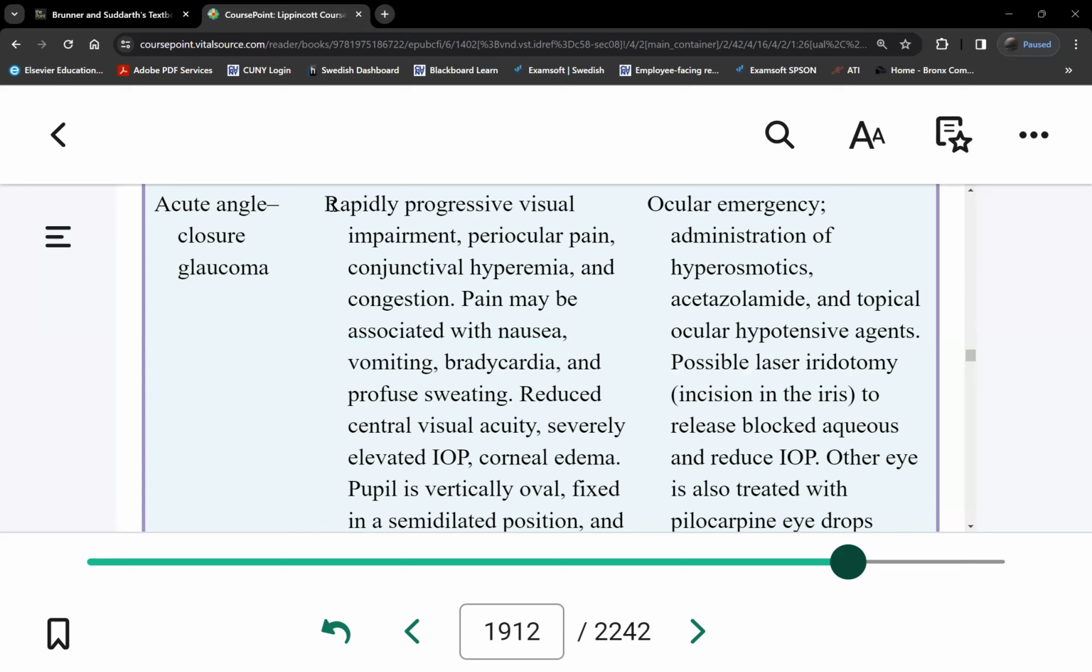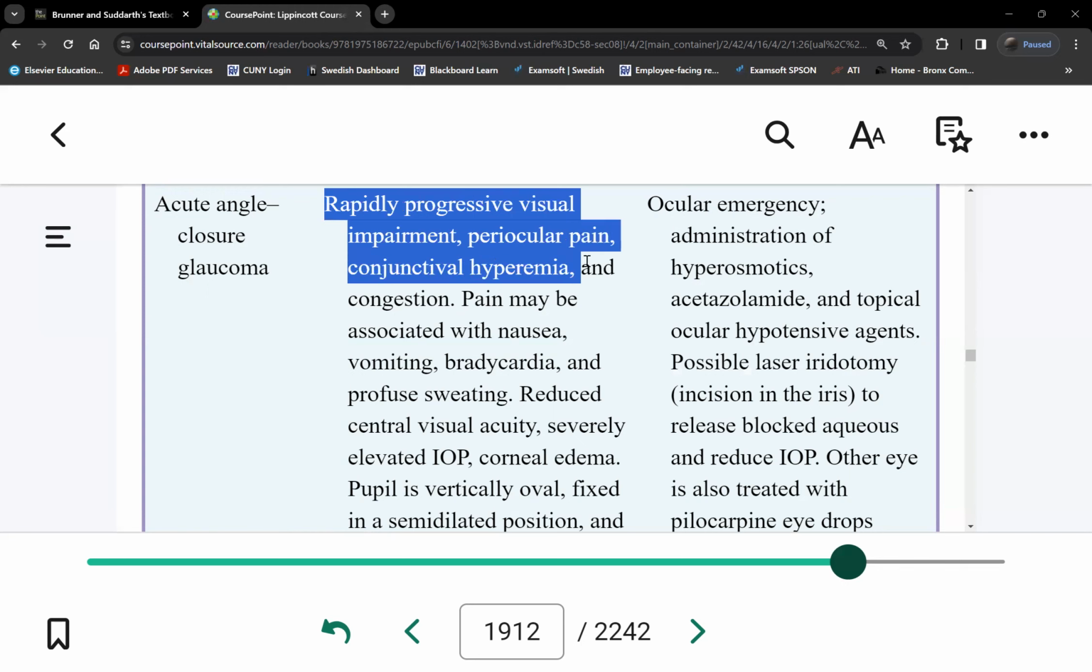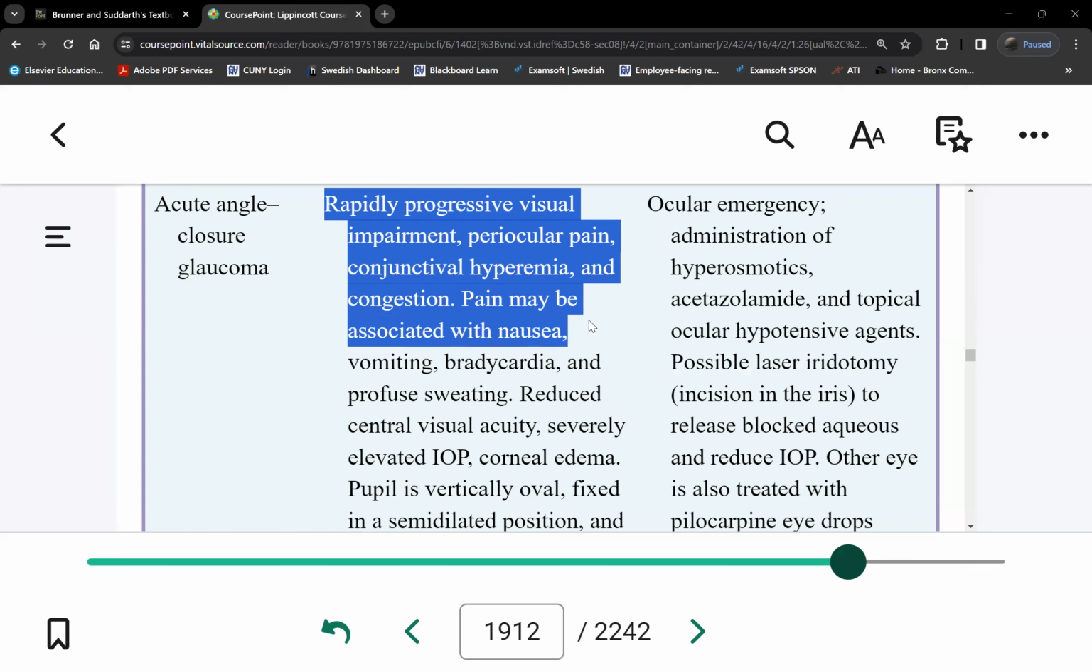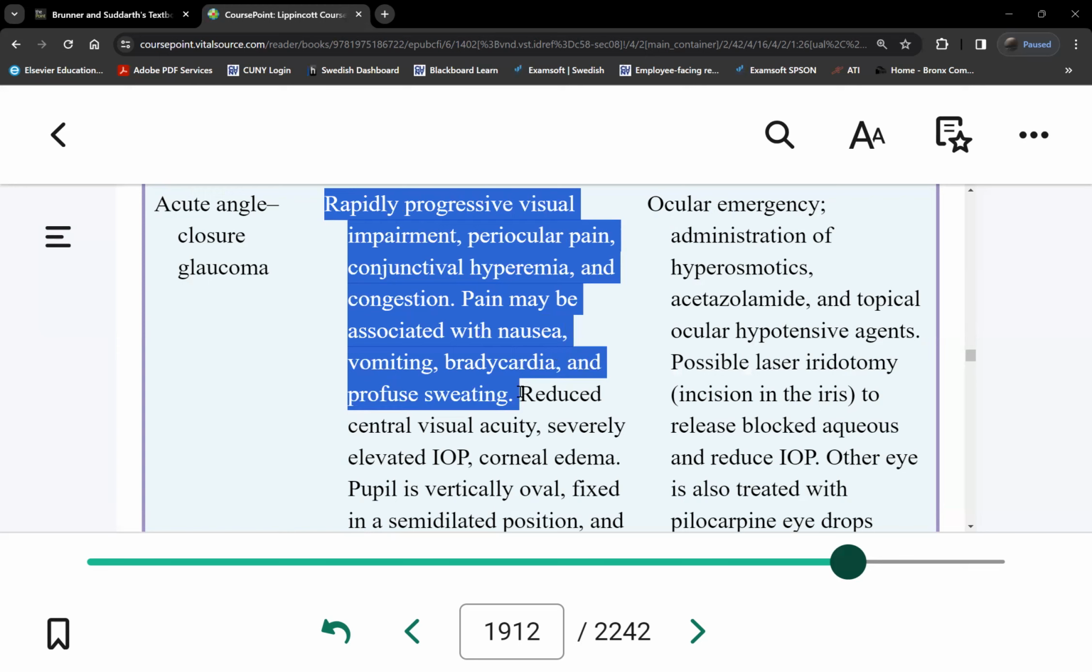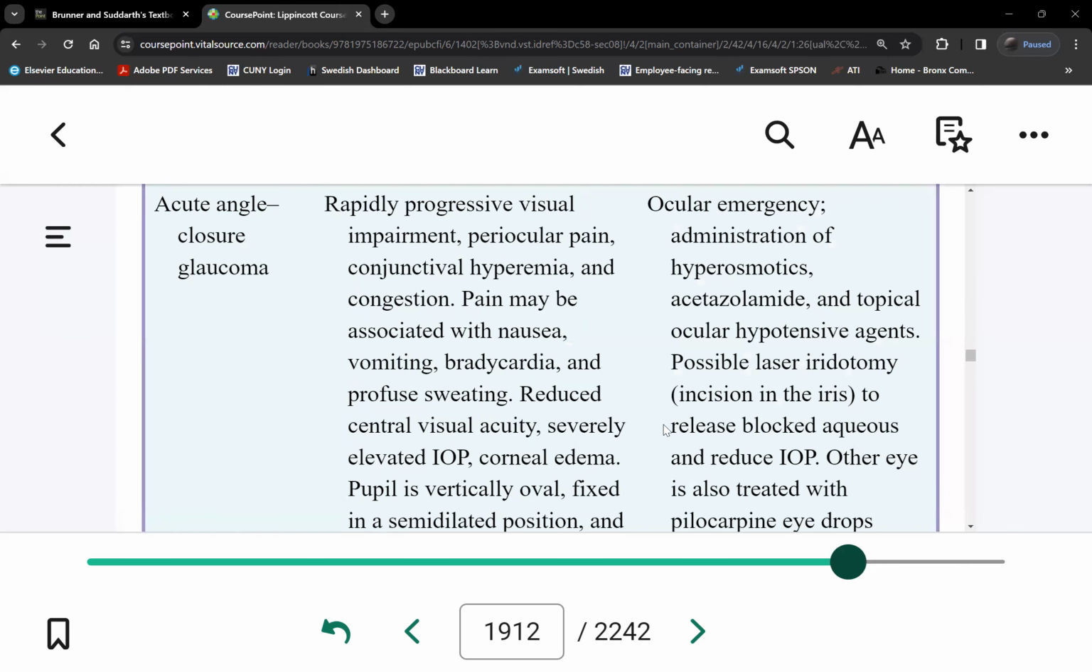So these are the manifestations. Rapidly progressive visual impairment. There's pain in the eye. Redness of the conjunctiva. Then the pain will be associated with nausea, vomiting, bradycardia, and sweating. Right? So that's for acute angle closure glaucoma. What do we do once we see these manifestations or the patient reports them? What's your next action? Okay, notify the ophthalmologist, because again, it's an emergency. Patient could go blind.